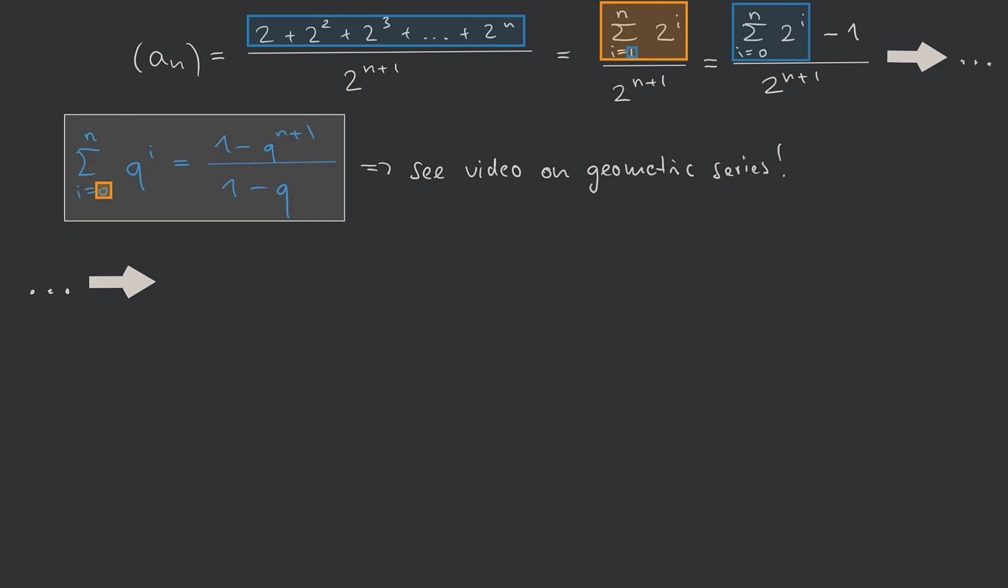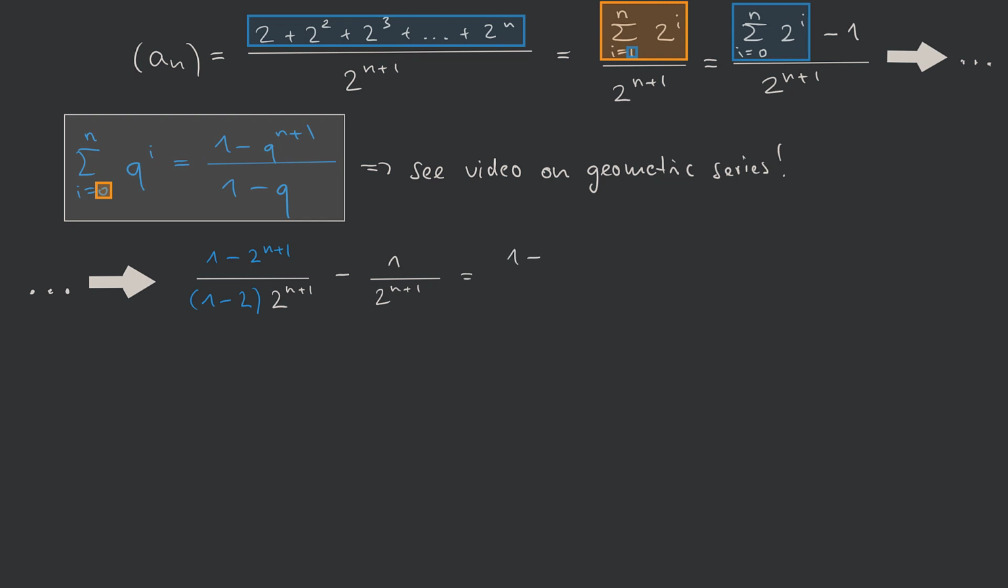So we replace the expression in the blue box using the formula of the geometric series and get 1 minus 2 to the power of n plus 1 divided by 1 minus 2. And now we have to multiply that with the actual denominator, which is 2 to the power of n plus 1. And we have to subtract 1 over 2 to the power of n plus 1. So you see I have split up this fraction into this part and this part. And in that first part, I have replaced the expression in the blue box using the formula for the geometric series. Now in the next step, we can simplify things a little.